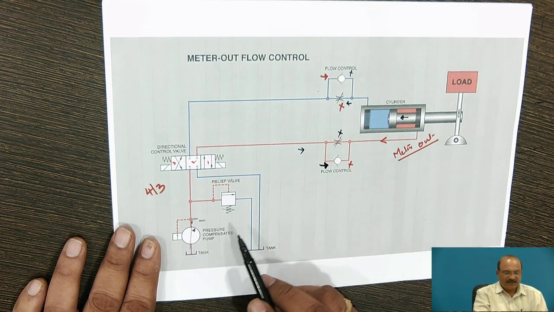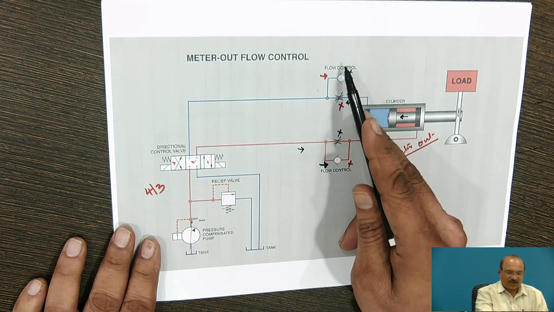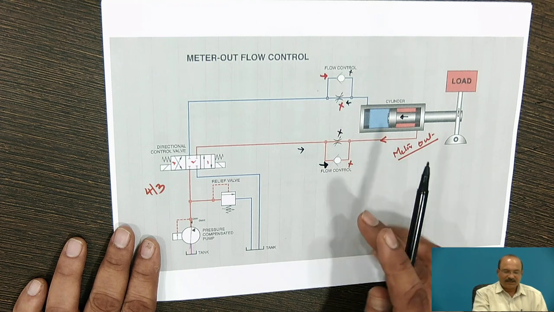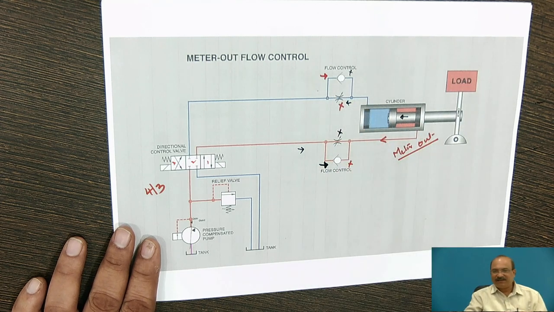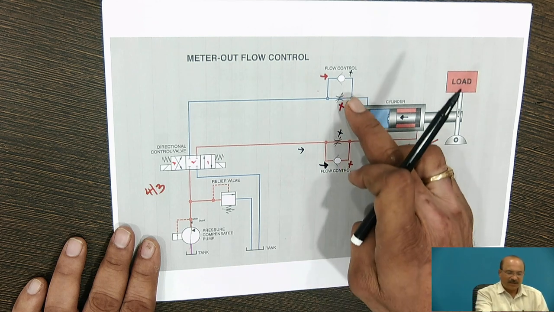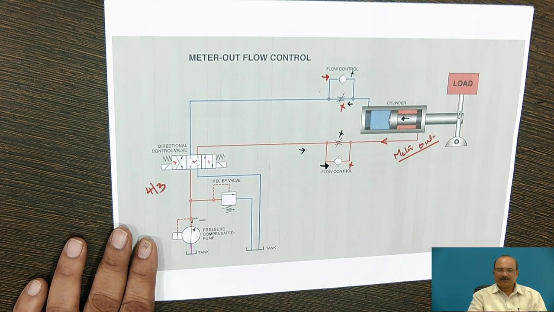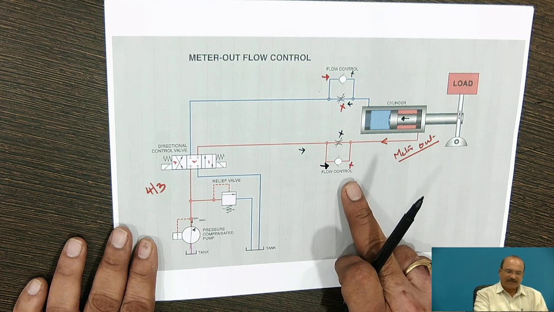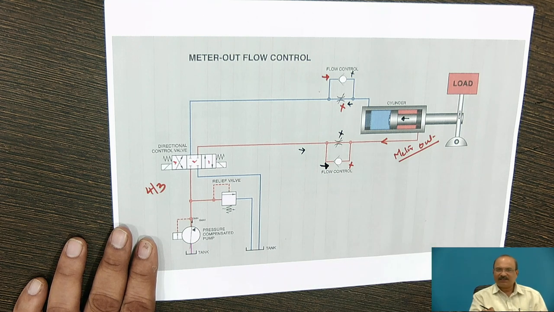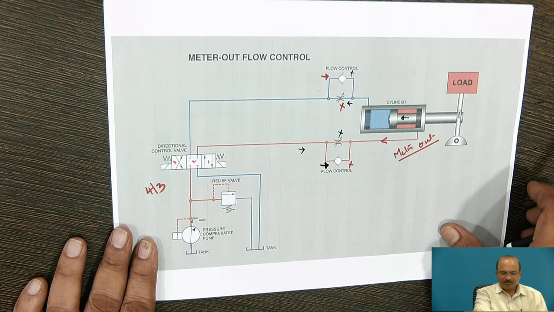Okay, you have observed the meter out circuit, controlling on this side as well as on this side. Whenever both figures come together in a single figure, there is usually confusion. To avoid that, just remember: outlet controlled is meter out, and inlet controlled is meter in, from the previous lecture.